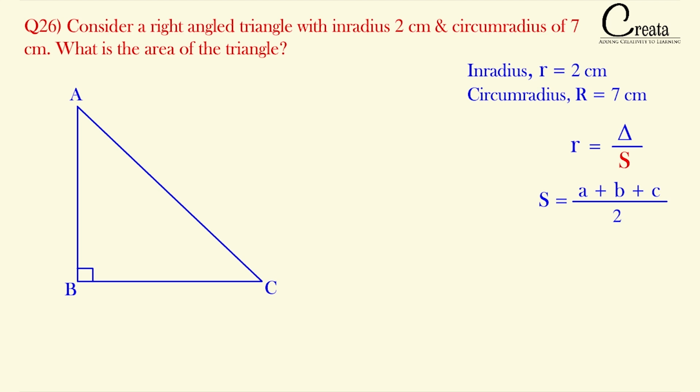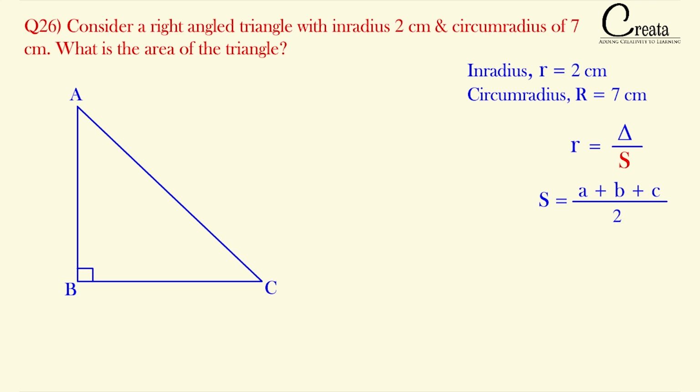Moving further, the circumradius is given as 7 centimeter. And we know what is circumradius. Circumradius is the radius of the circumcircle. And what is circumcircle? Circumcircle is a circle which is touching the three vertices of the triangle. And we know the center point of the circumcircle is the circumcenter. And we also know for a right angle triangle, the circumcenter lies at the midpoint of the hypotenuse. This is the concept that we have done. That is, for a right angle triangle, the circumcenter lies at the midpoint of the hypotenuse.